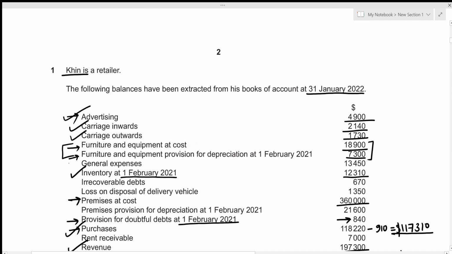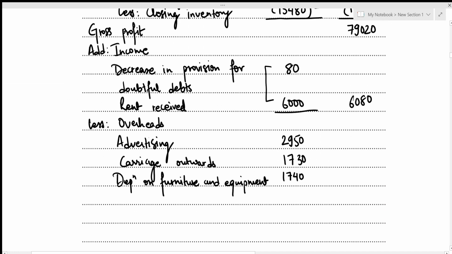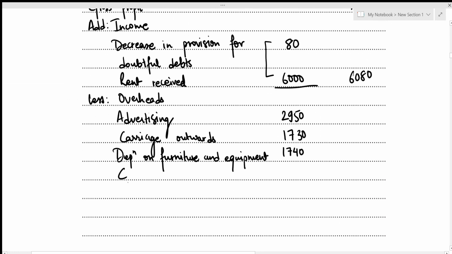Then we're given general expenses with the amount of 13,450. This is an overhead, so let's include this in our income statement. That is general expenses with the value of 13,450. Let's have a look above.